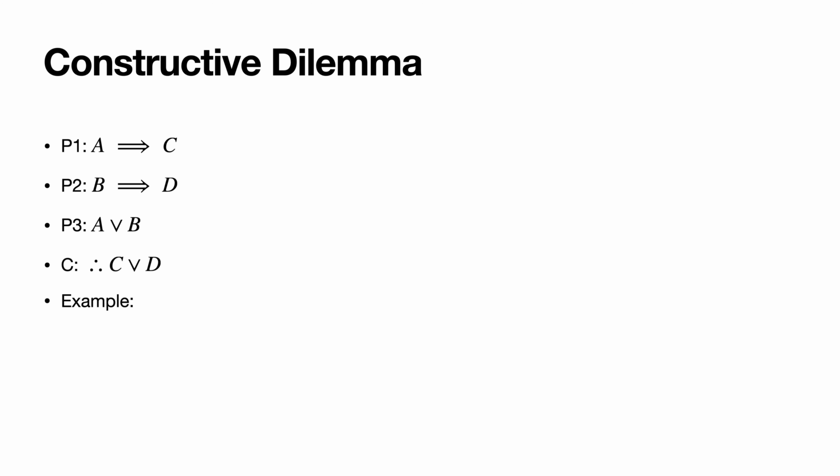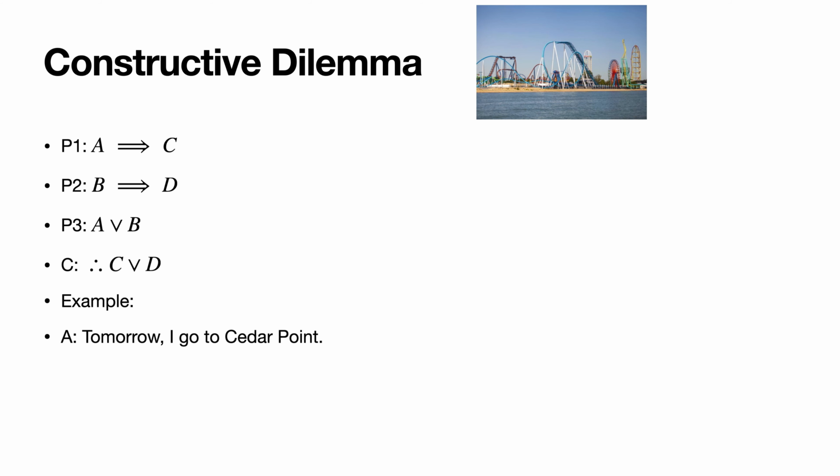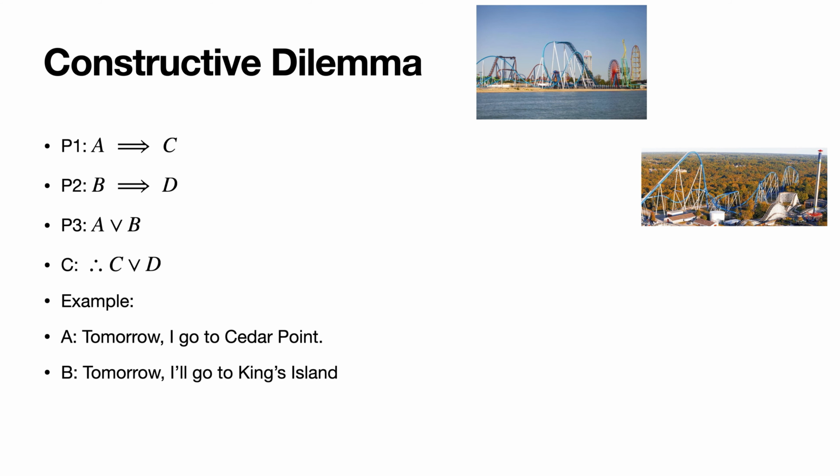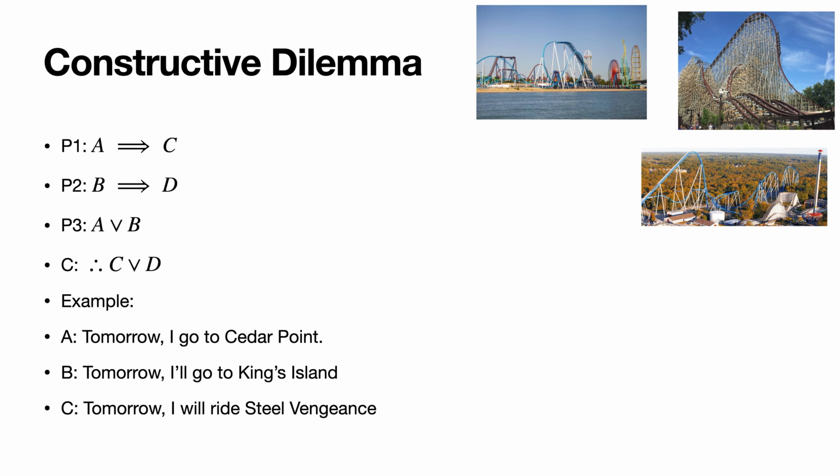So let me give you an example. Let A be the proposition that tomorrow I go to Cedar Point. B be the proposition that tomorrow I go to Kings Island. C be the proposition that tomorrow I ride Steel Vengeance.